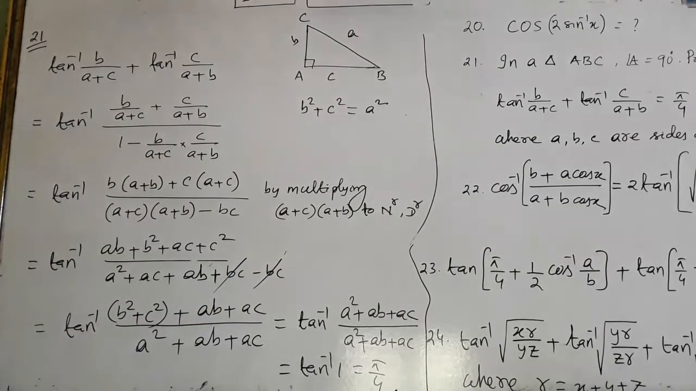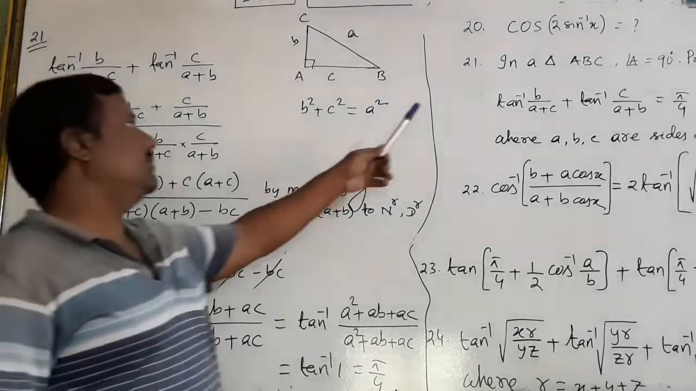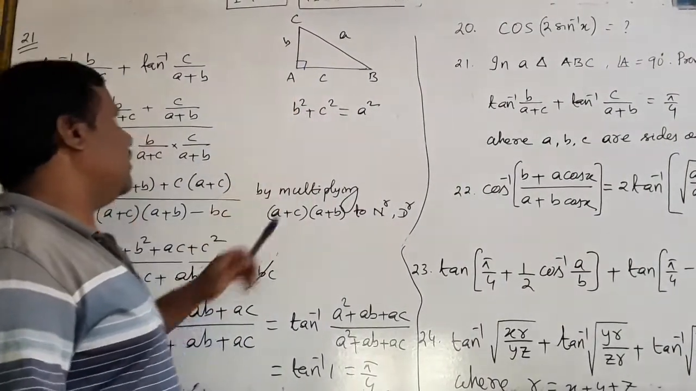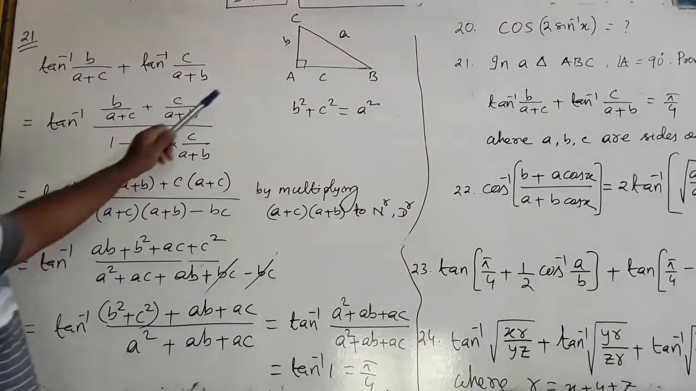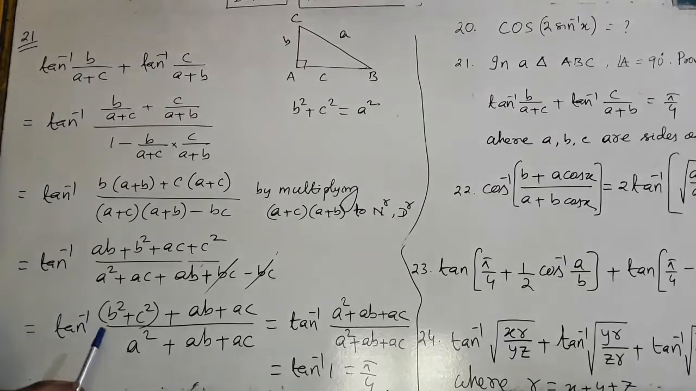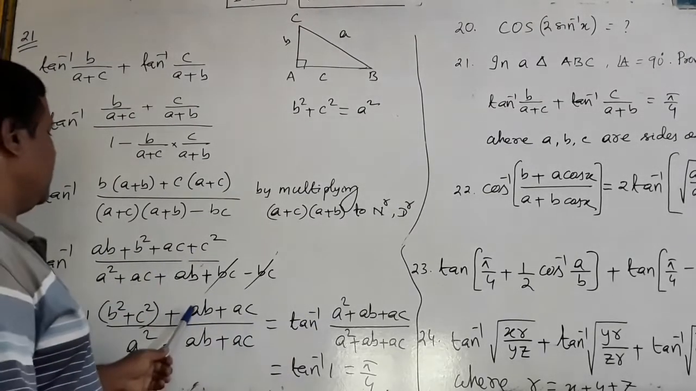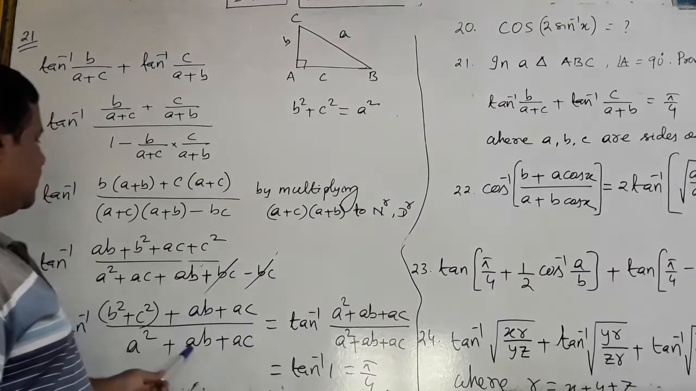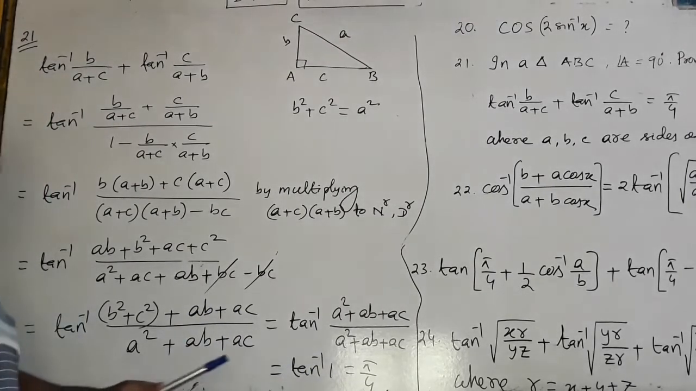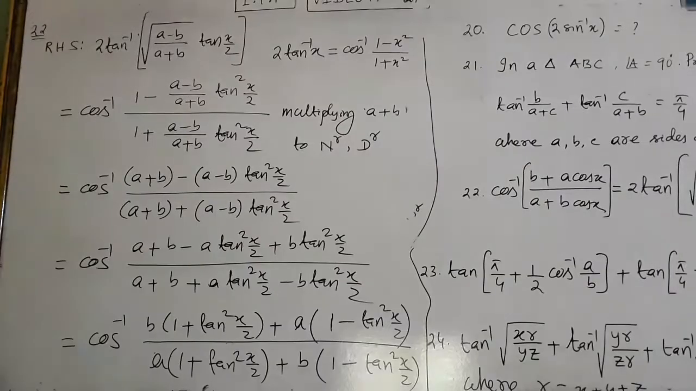Now here, look at me. It is given in the question that ABC is a triangle where A is equal to 90 degrees. If it is 90 degrees, then b square plus c square is equal to a square. Now in place of b square plus c square, we apply a square. Then ab plus ac by a square plus ab plus ac is 1, so it is tan inverse 1, then it is pi by 4.